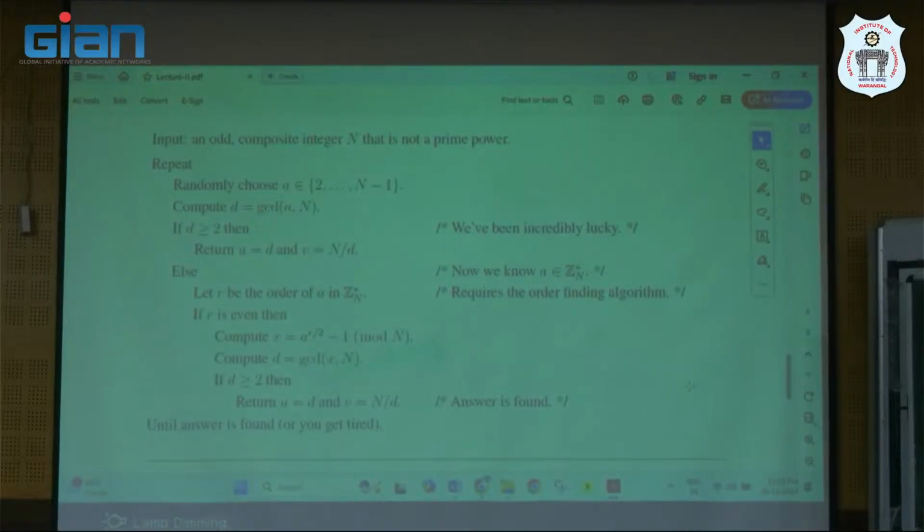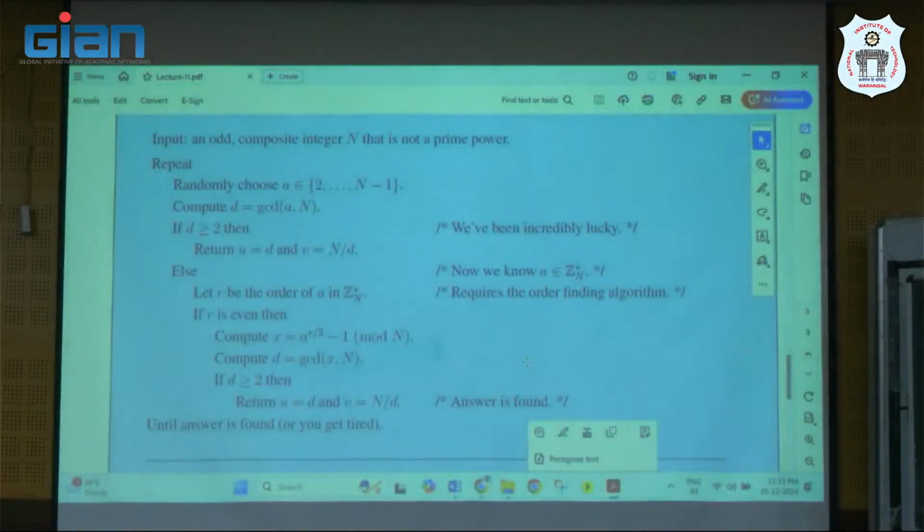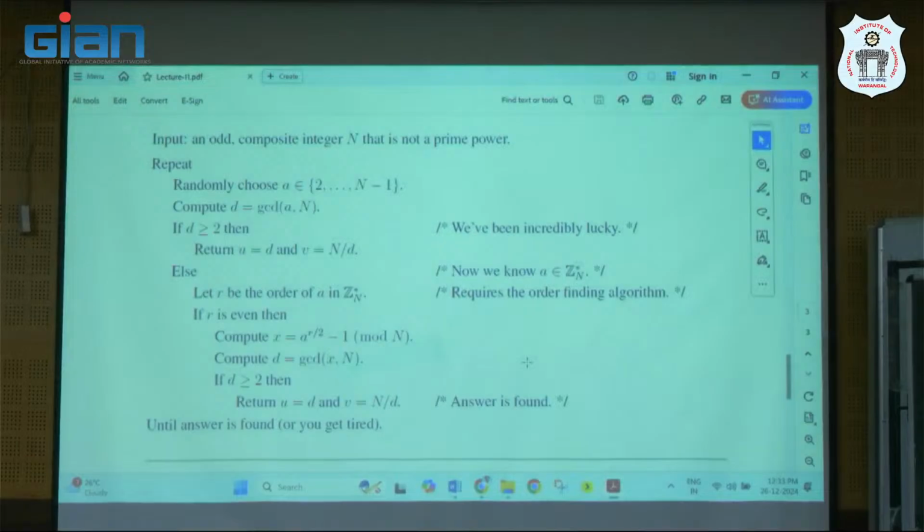So now we will look at this. What is our algorithm? Randomly choose an A from 2 to n minus 1. Compute D, which is the GCD of A and n. If D turns out to be greater than or equal to 2, that means D divides A and D divides n. So D greater than or equal to 2 divides n, so we have found a factor of n. Agreed? So we are done. Correct?